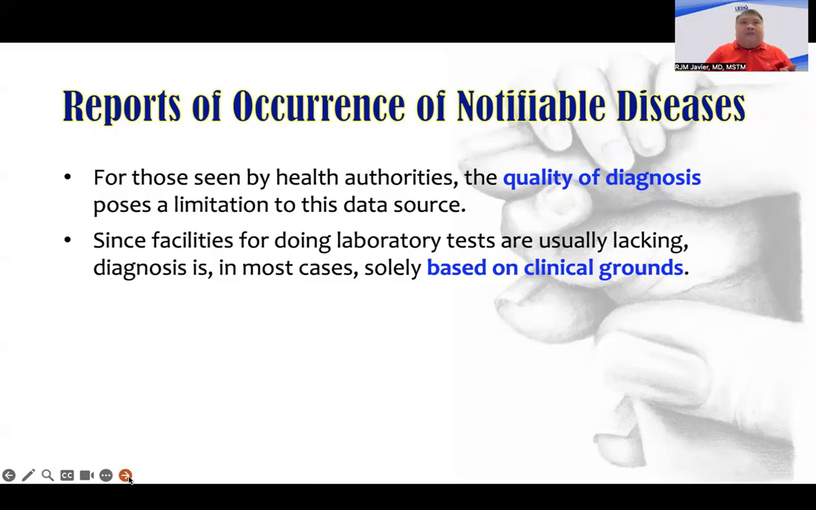For example, if a person consults at the barangay health center presenting with productive cough of at least 2 weeks duration, weight loss, multiple cervical lymphadenopathies with associated blood-tinged sputum or hemoptysis. These symptoms are highly suggestive of tuberculosis.